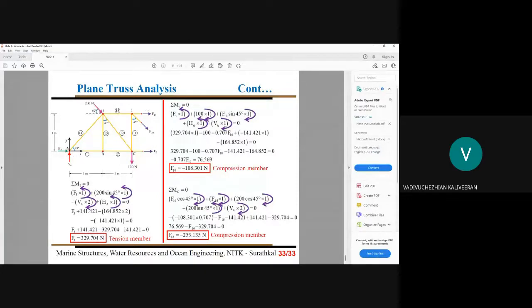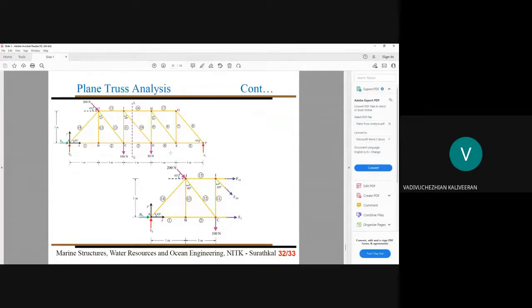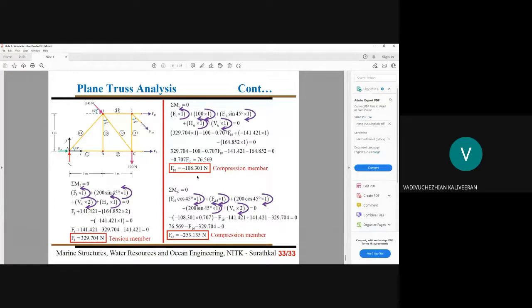Next, HA into 1 produces moment. VA into 1 produces clockwise moment, and HA into 1 produces counterclockwise moment. When you substitute your HA, VA, F3 from our previous calculation steps, you will comfortably arrive at your member force F10. According to us, F10 is member ID. This member ID is experiencing a negative sign. So what it indicates: initially we considered F10 with the outward normal, but we arrive with a negative sign. This indicates that our member is subjected to compressive nature.